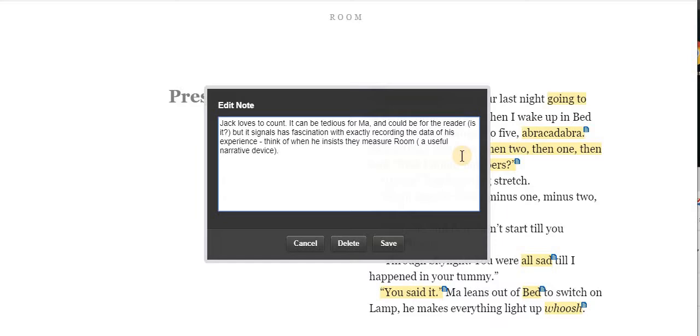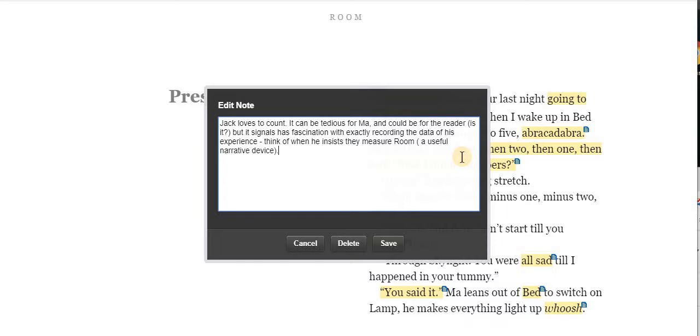It could be tedious for the reader. I think that's an interesting question. I'm not sure it is. I didn't find it particularly bogging me down as a reader, but that's a subjective response for you to think about. It certainly signals his fascination with exactly recording the data of his experience. I think that is one of the things that makes him quite a powerful narrator.